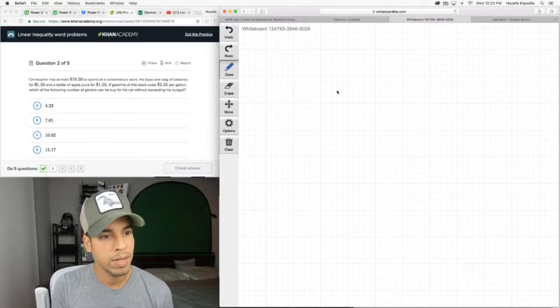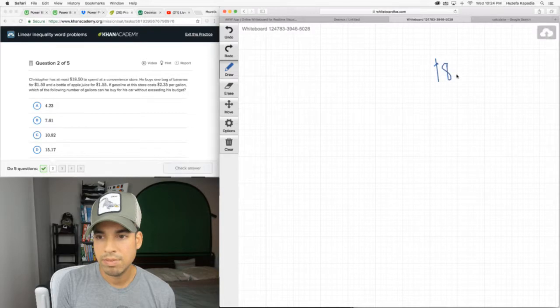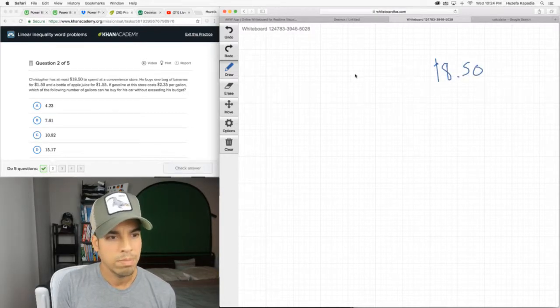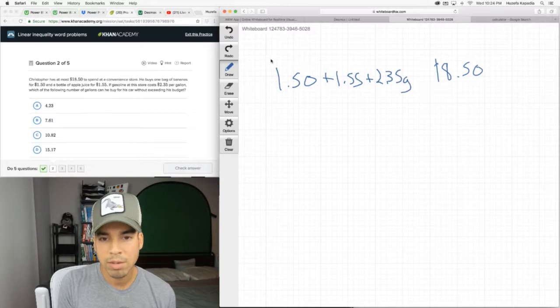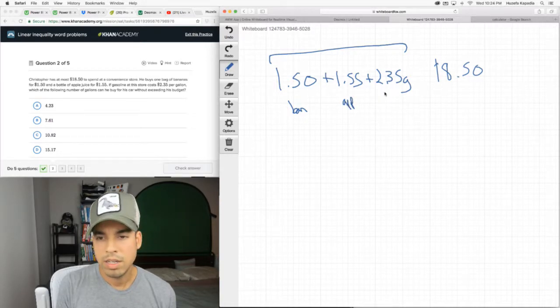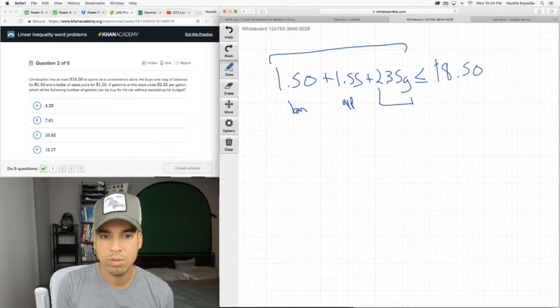Next question. Christopher has at most $18.50. Let's write it over here. Has $18.50 to spend. At a convenience store, he buys a bag of bananas for $1.50 and a bottle of apple juice for $1.55. If gasoline at the store costs $2.35 per gallon, look what I'm doing, I'm just adding up all the costs. This is the banana. This is the apple juice. And then here's the gas per gallon, but we don't know how many gallons. Which of the following gallons can he buy for his car without exceeding his budget, meaning we got to be less than or equal to this?